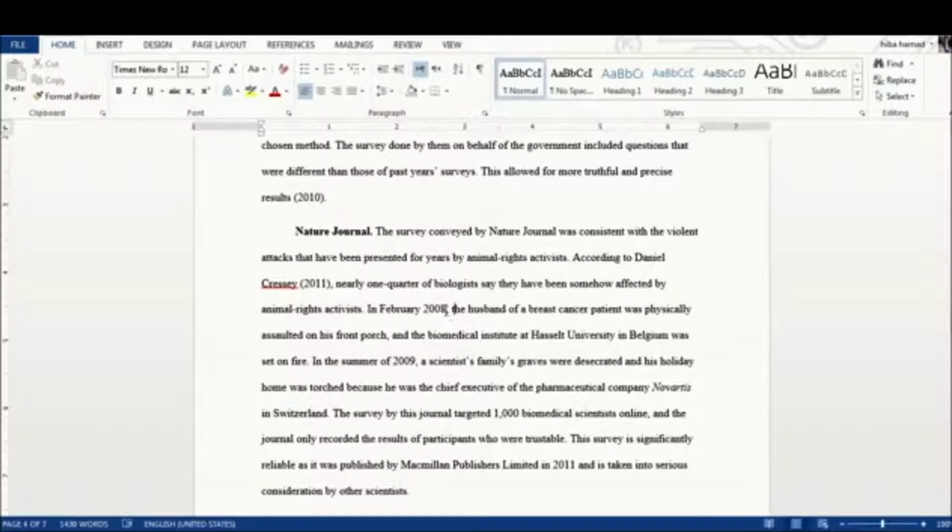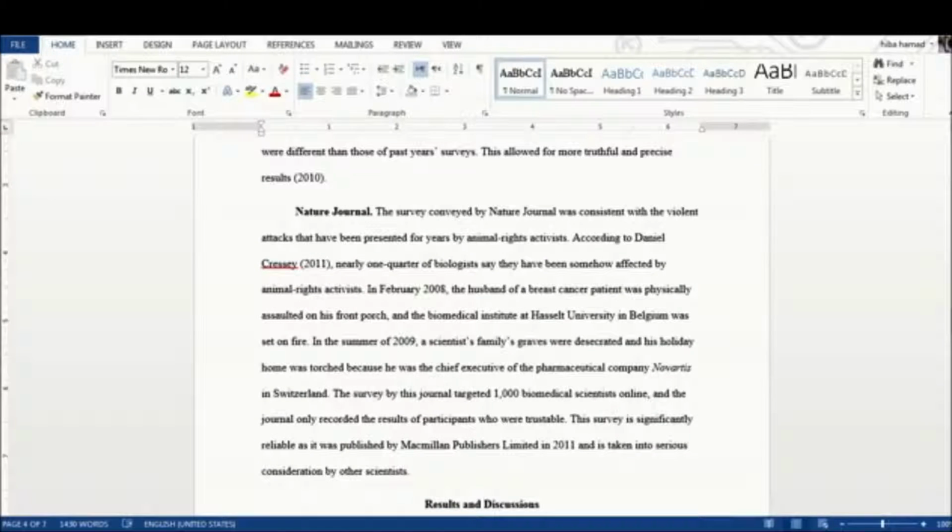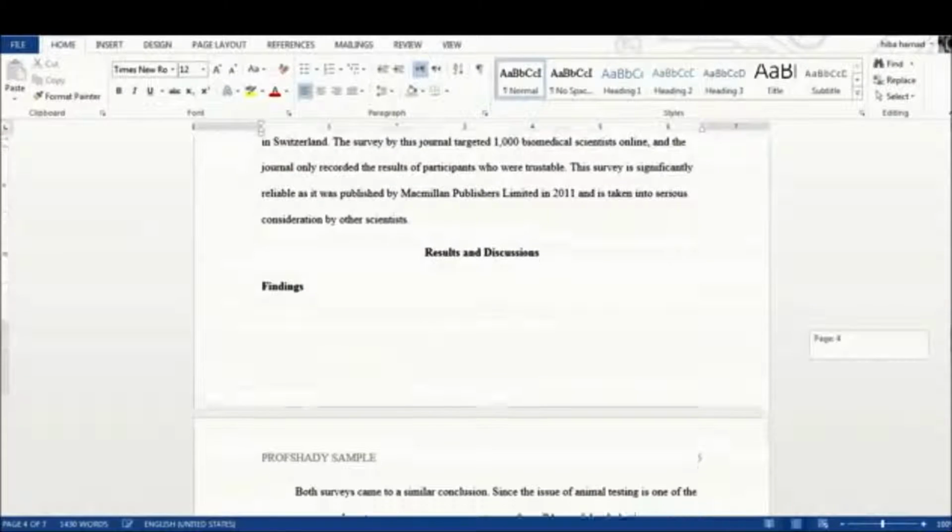In order to make things easier regarding citations, you should go visit www.citationmachine.net and select APA format, and then cite whatever you want.